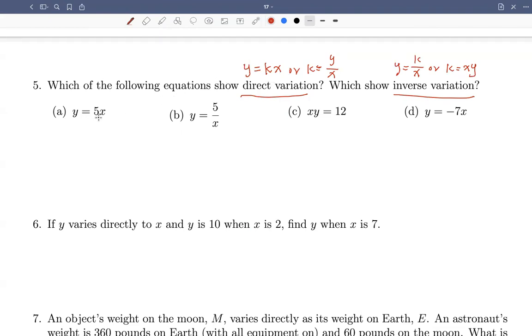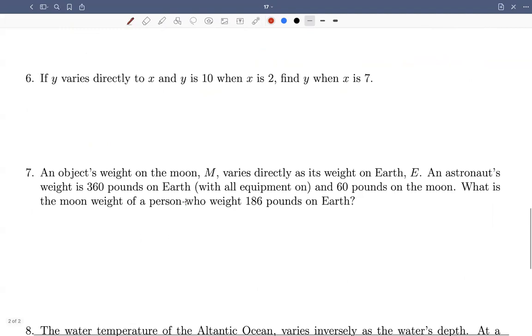A is y equals 5x, right? Y equals kx, so k equals 5. So this is varies directly. So this is direct variation. Y equals k divided by x, or y equals 5 divided by x, or 5 equals x times y. So this is inverse variation. Xy equals 12, inverse variation. Y equals -7 times x, direct variation, right? Simple.